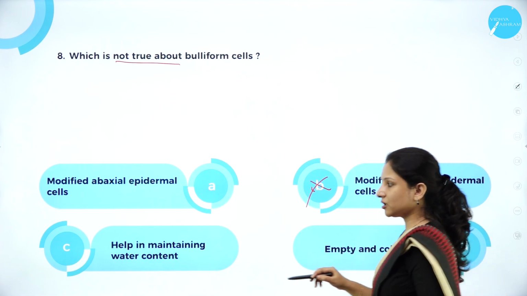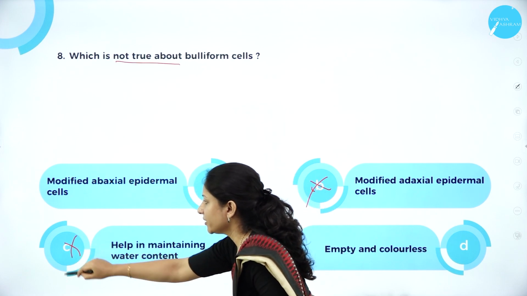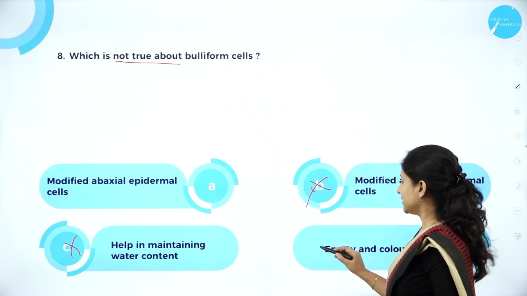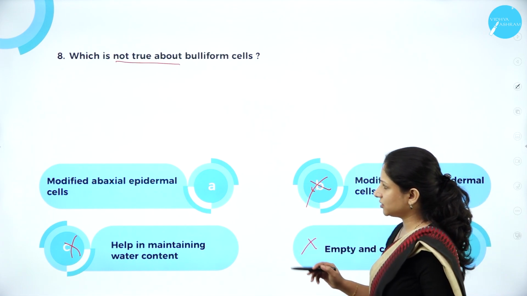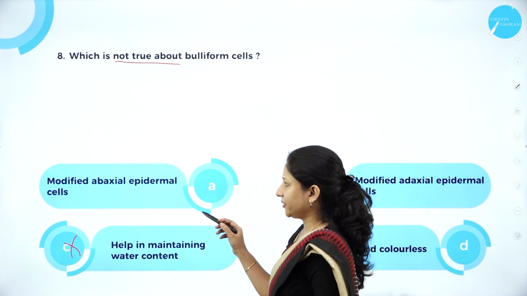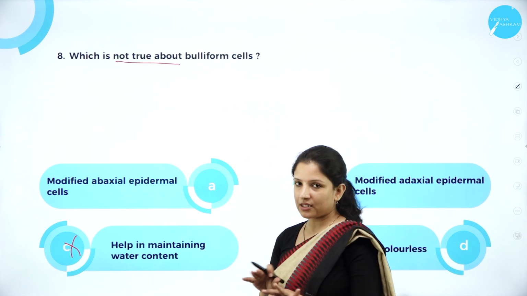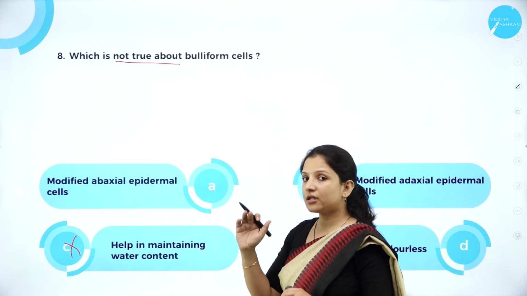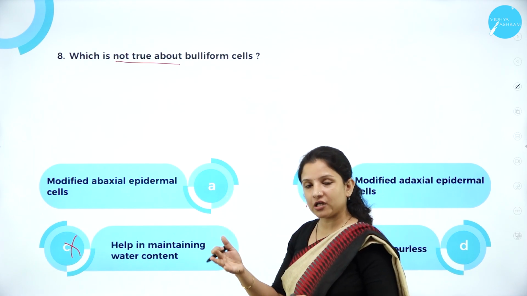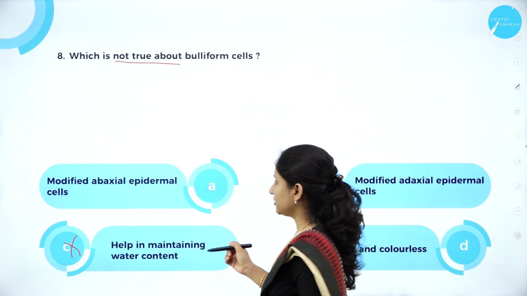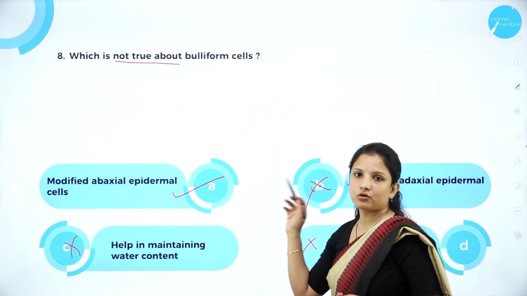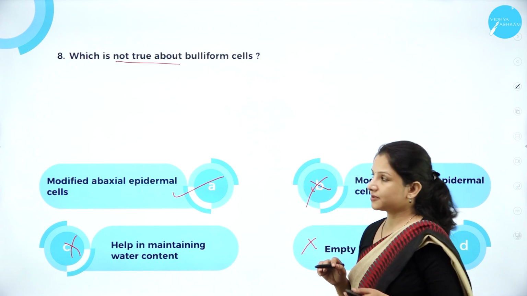They help in maintaining the water content. Yes, by becoming turgid and flaccid and all that. Empty and colorless. Yes, they are colorless cells. So this statement also cannot be considered. Modified abaxial epidermal cells. They are not present in the abaxial epidermal cells, but they are present in the adaxial epidermal cells, wherein they formed because of some of the modifications in the adaxial epidermal cells. So therefore, this option is correct because this statement is not true about bulliform cells.